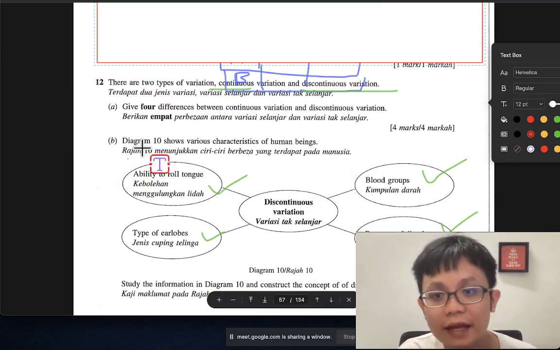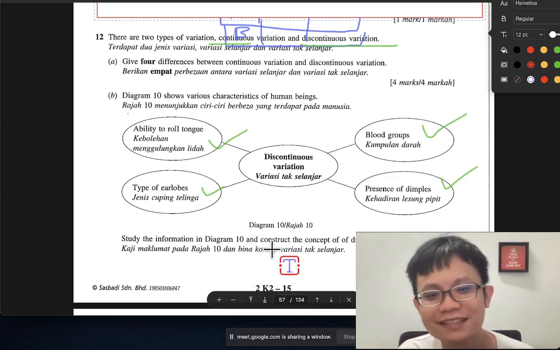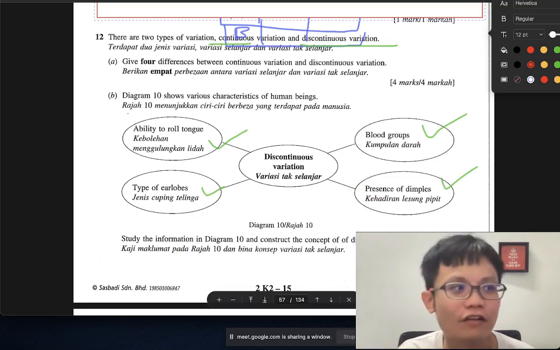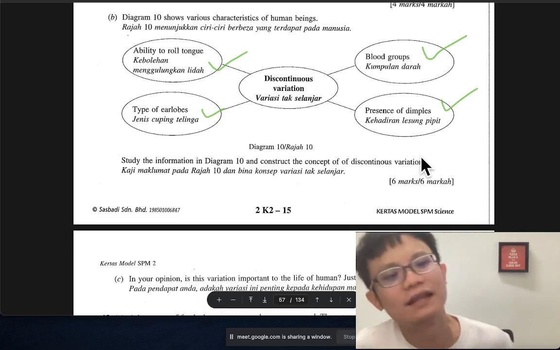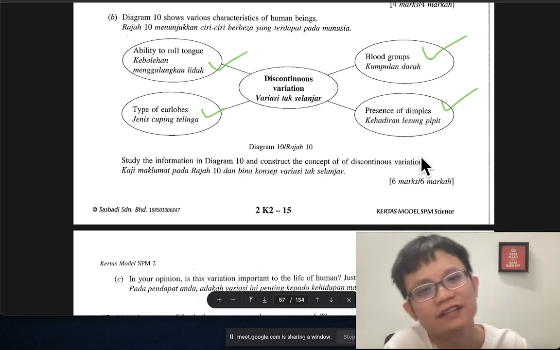Okay, diagram 10 shows various characteristics of human beings. So this is discontinuous. Study the first, construct the concept of discontinuous variation. So how to construct the concept, does it mean explain? Okay, so what does this question actually mean? I feel it's a difficult question.